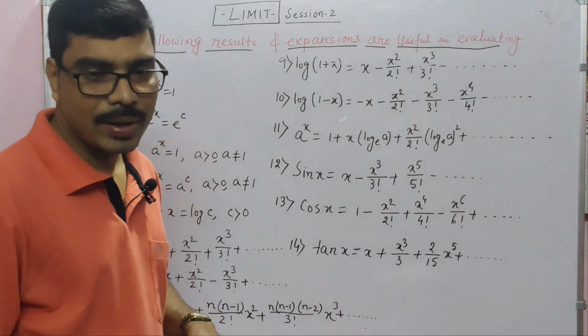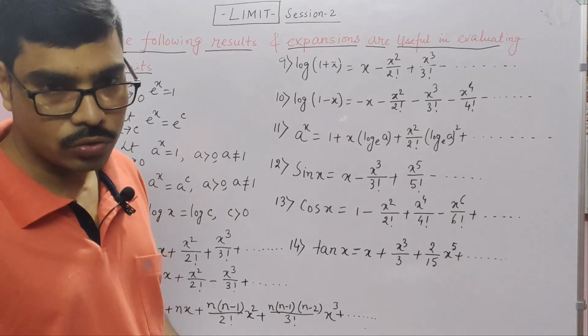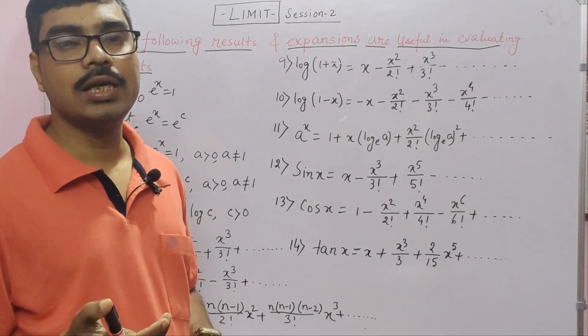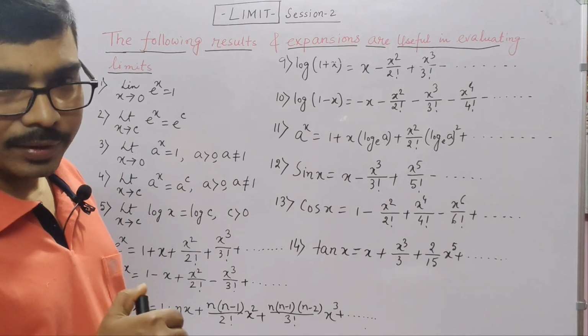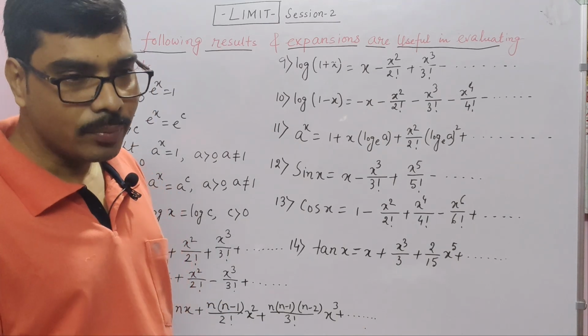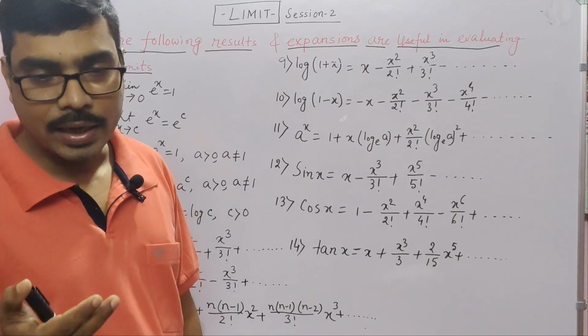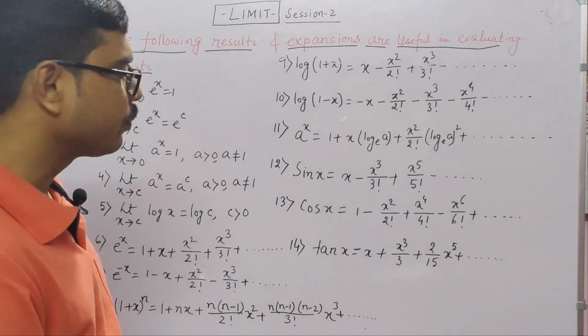Factorial means: factorial 2 means 2 into 1, factorial 3 means 3 into 2 into 1, factorial 4 means 4 into 3 into 2 into 1. Now factorial n equal to n into n minus 1 into n minus 2, n minus 3, n minus 4 and dot dot dot 3 into 2 into 1.